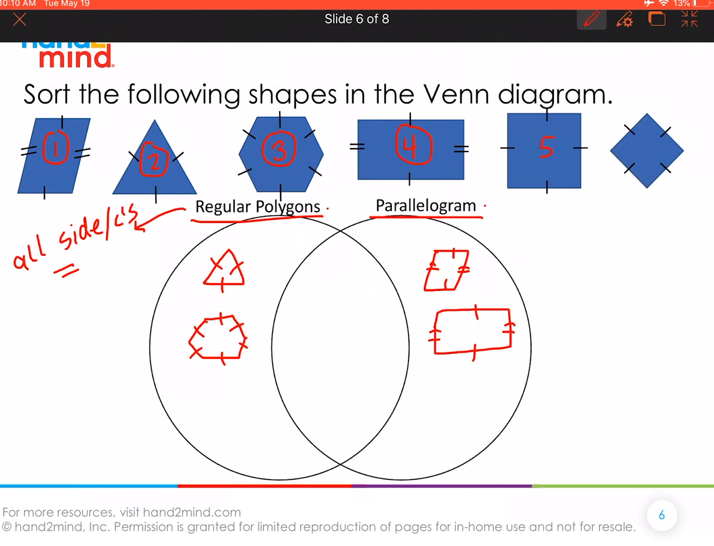What about shape number 5? Shape number 5 is a square. A square is a regular polygon and it is a parallelogram. So a square would be considered both, so we're going to put it in the middle. And what about quadrilateral number 6? So we can see that all sides are equal, all angles are equal, so it looks like it's just a square that was rotated a little bit. So again, that's going to end up in the middle.